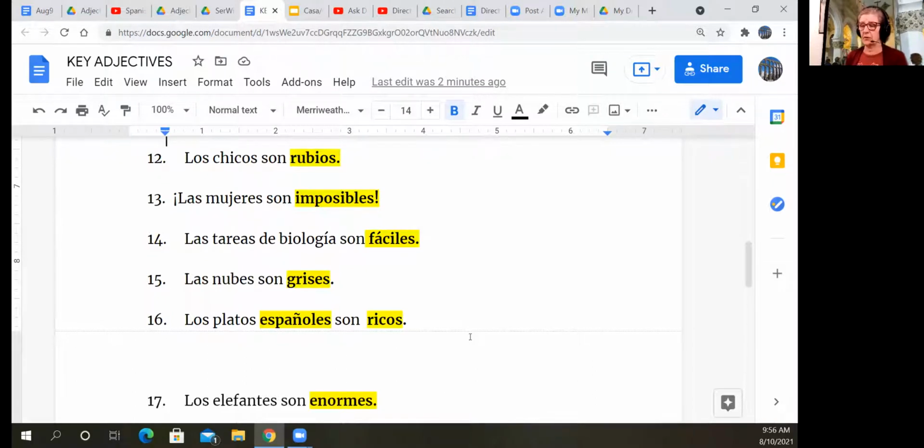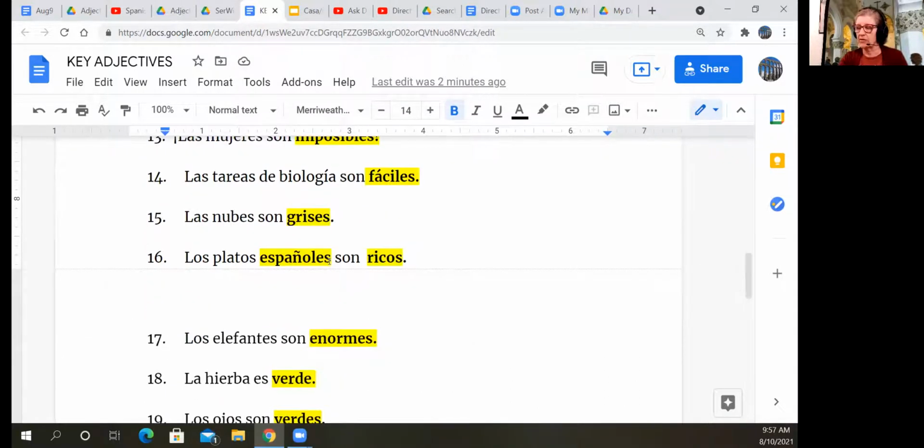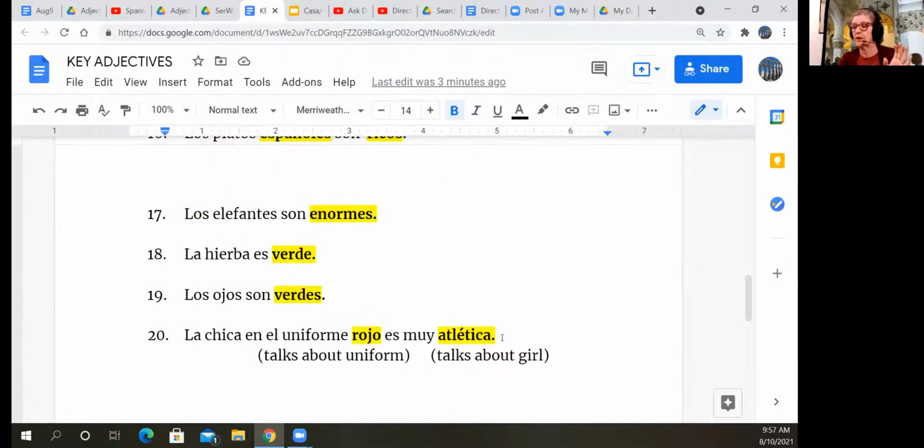16. Los platos españoles son ricos. Spanish dishes are delicious. Ricos is another way of expressing deliciosos, okay? Both of these words, españoles, and again, this is one of those nationality words that's a little bit different, are both looking at the word platos as the noun. So, españoles, plural, ricos, plural.